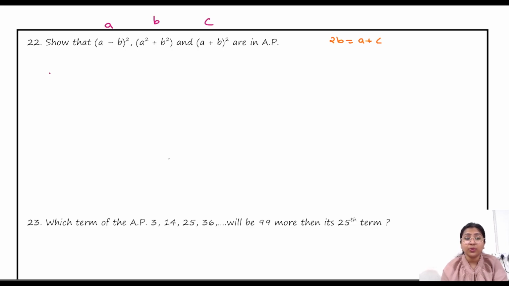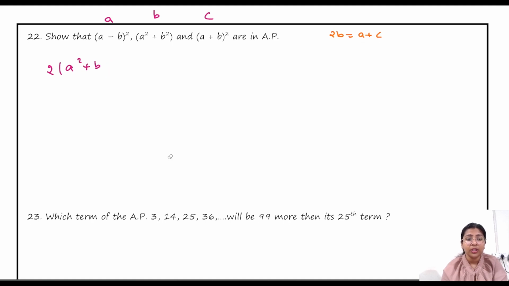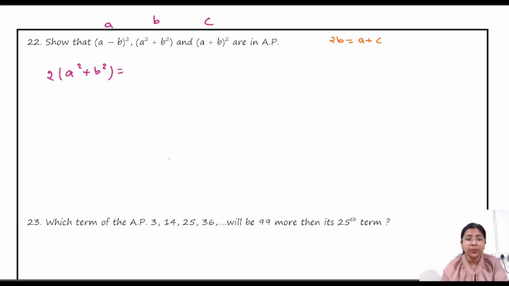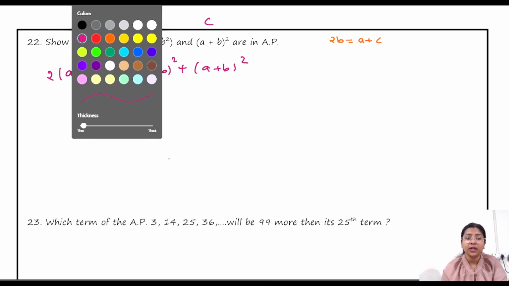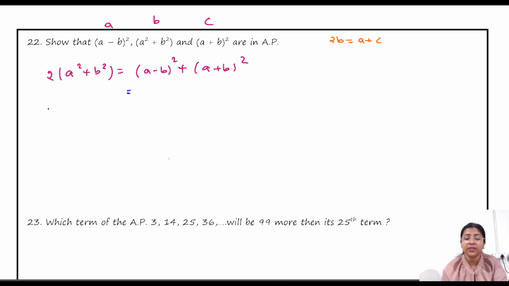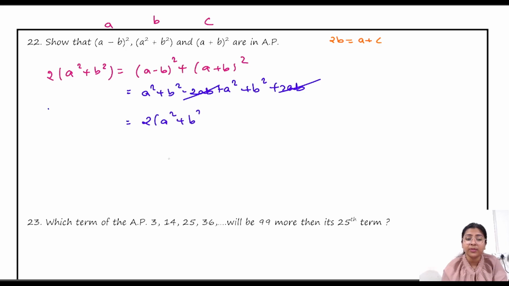So 2b, meaning 2 into a square plus b square, should be equal to a minus b whole square plus b plus c whole square, according to the terms. So we are going to solve the RHS. Expand this with the help of algebraic identity. So it will be a square plus b square minus 2ab plus a square plus b square plus 2ab. Simplify it, you will get twice of a square plus b square. Since it is satisfying the condition, it means the numbers are in AP, hence proved.